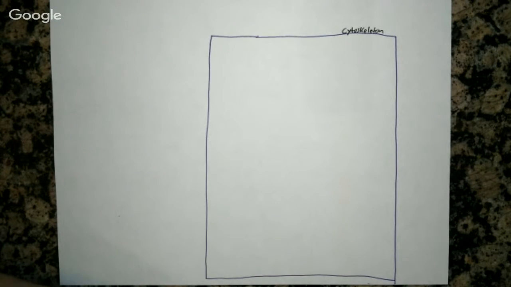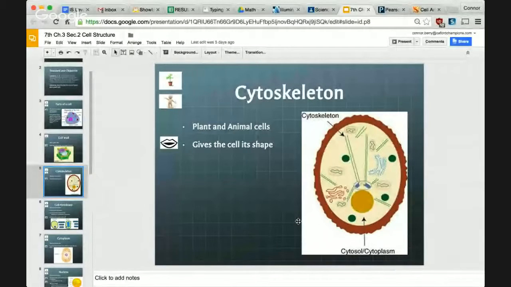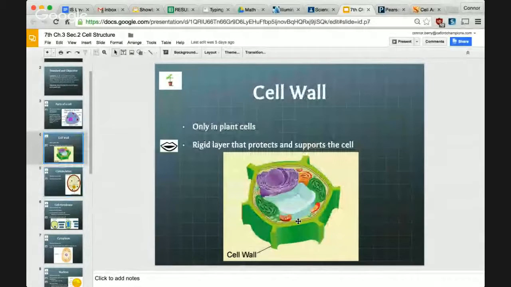Okay, let's take a look at what our next thing will be. So we did the cytoskeleton. Now I'm going to skip over the cell wall because I am doing an animal cell. So I don't need a cell wall if I have an animal cell. If you want to do a plant cell, that's fine. You just have to go ahead and add your cell wall in.